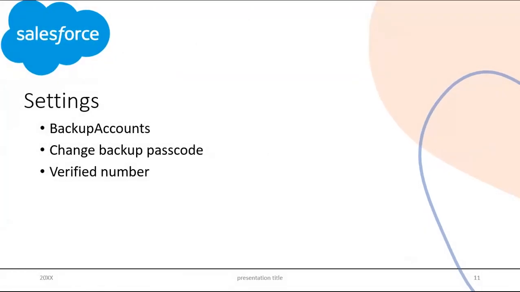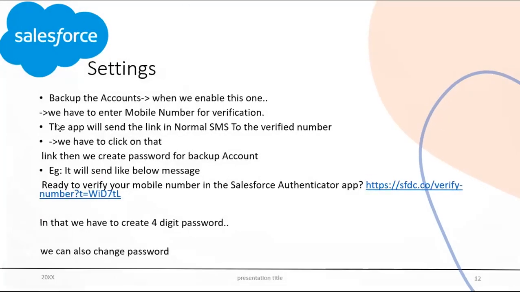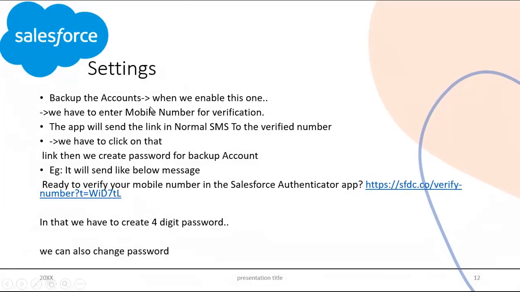And about settings: backup accounts, change backup passwords, verified numbers. When we enable the backup accounts option, we have to enter a mobile number for verification. Because if you want to send any notifications or push notifications through mobile, we have to verify the mobile number. So that's why we have to give a mobile number for verification.